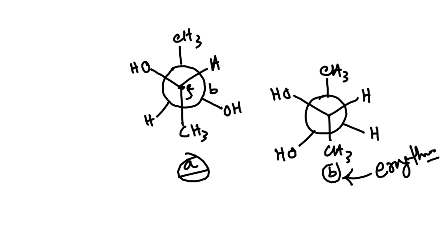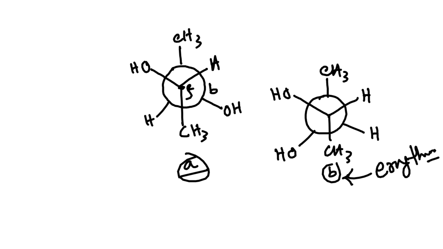Now, if I tell you, actually you are not correct. B is threo and A is erythro. Now in Newman projection formula, it is very easy, straightforward to classify erythro and threo.